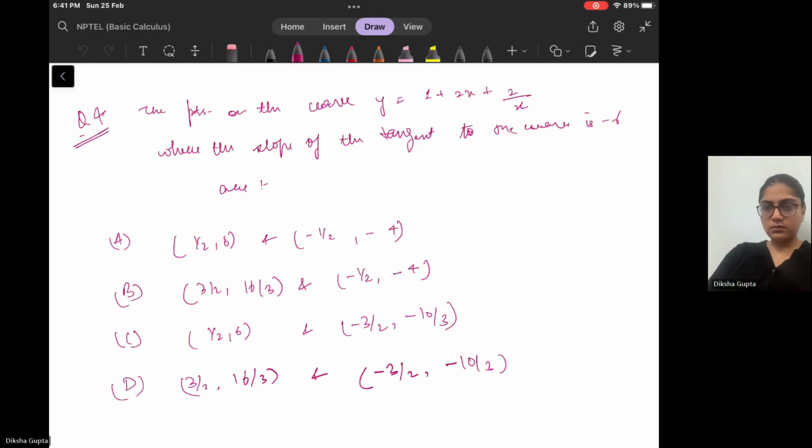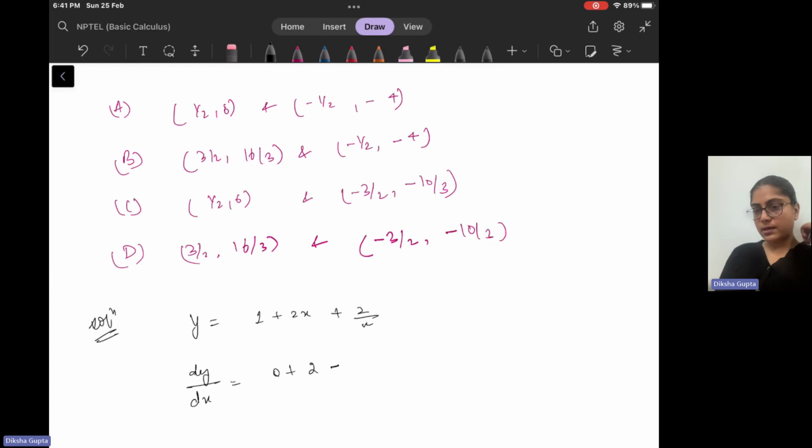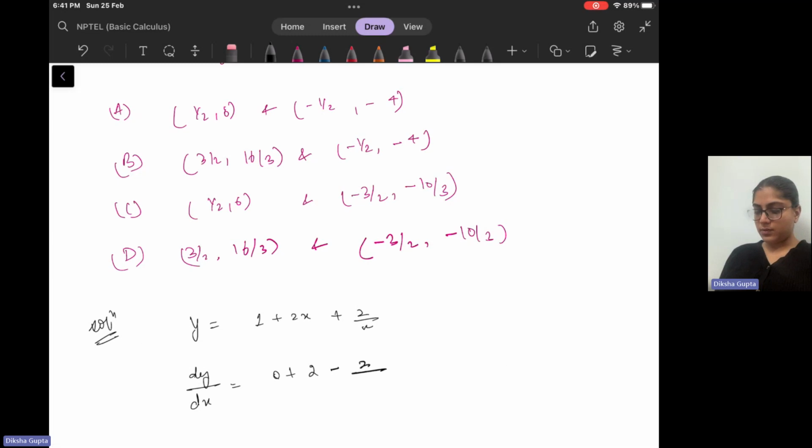So I hope you are able to solve this. You have to find firstly dy by dx, and you have to see the points where dy by dx is equal to minus 6. This is the question. You are given the curve y equals 1 plus 2x plus 2 by x. Differentiating, we get dy by dx equals 0 plus 2 plus the derivative of 2 times x to the power minus 1, which is minus 1 times x to the power minus 2, so minus 2 by x square.